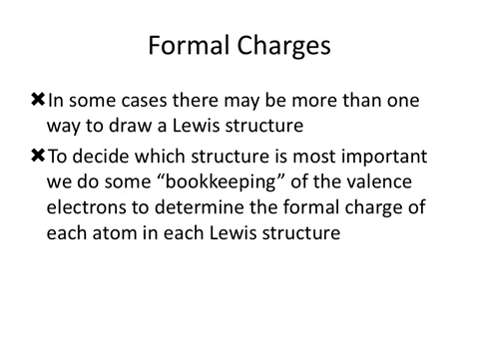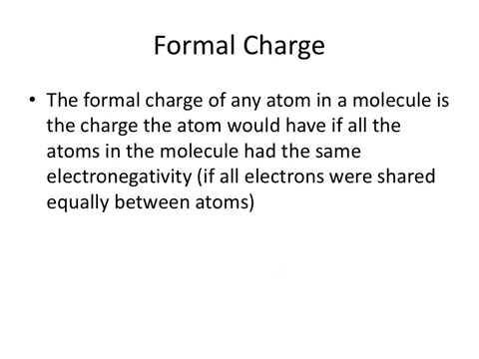Alright, so to review, that's kind of what we did, but now the actual rules come in. So there's going to be more than one way to draw a Lewis structure. To decide, you're going to do that bookkeeping that we've been doing where we're adding up the bonding electrons. So it's bonding electrons and valence electrons, and you subtract them, and that's what the next slide is going to say. So you're going to take the number of valence minus the number of bonding electrons. So the formal charge of any atom in a molecule is the charge the atom would have if all the atoms had the same electronegativity, meaning if they're sharing all those electrons equally in between those atoms.